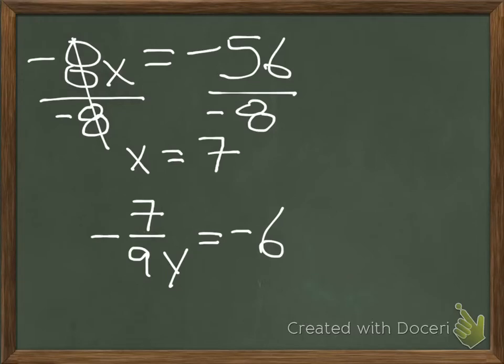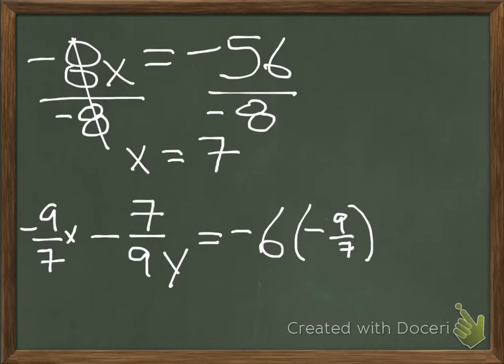The next one, you're going to solve for y. Notice there's a fraction next to the y, so we need to cancel out the fraction by multiplying by its reciprocal. It doesn't change the sign, so it's still going to be negative, but we're going to multiply by negative 9 over 7. We do that on both sides. This becomes 1.